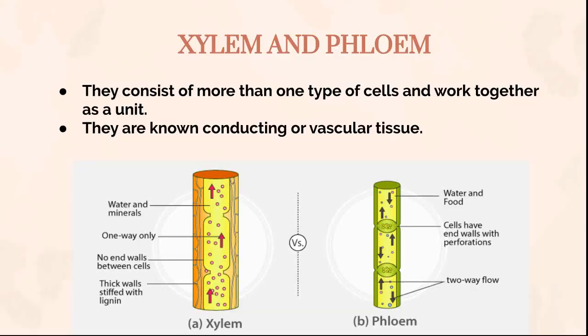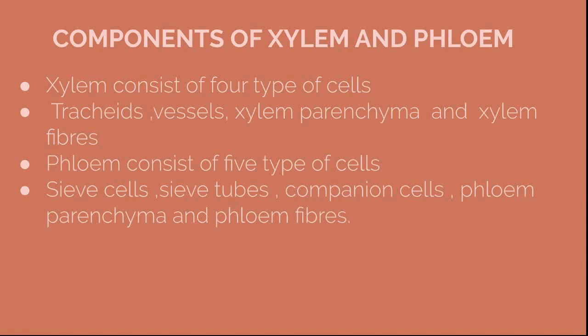So let's study about xylem and phloem. Xylem and phloem both are made up of more than one type of cells which work together as a unit. They are known as conducting tissue, and together they are also called vascular tissue. So let's study about the components of xylem and components of phloem. Now xylem is composed of four types of cells: tracheids, vessels, xylem parenchyma, and xylem fibers.